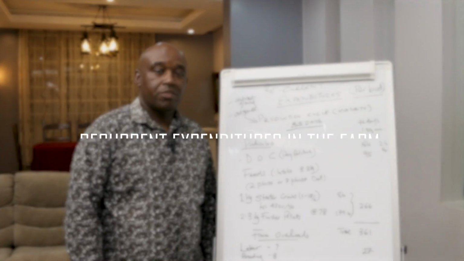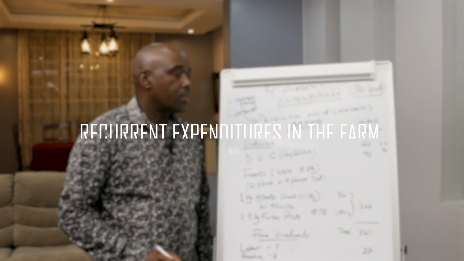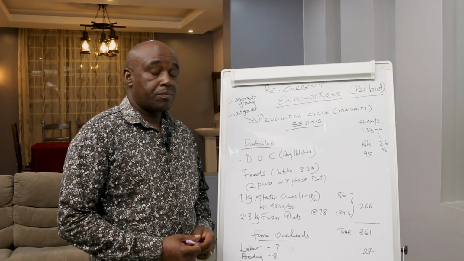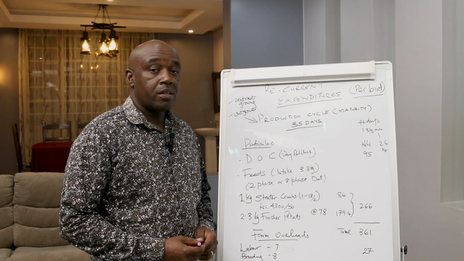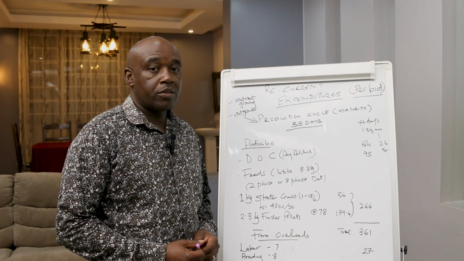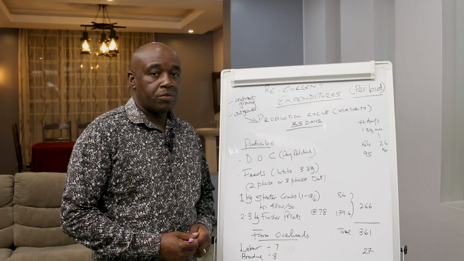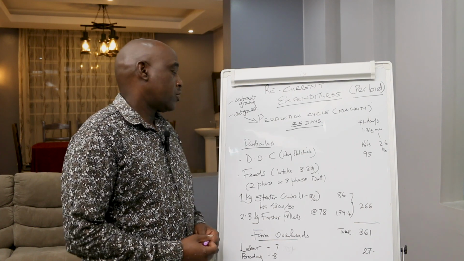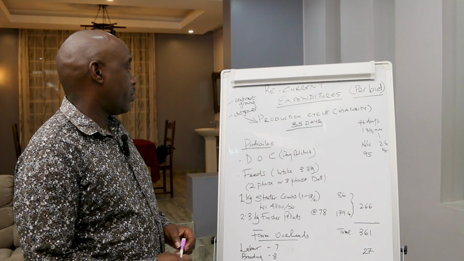We'll be speaking about recurrent expenditures in the farm and the cost of production per bird. That means the life cycle of the bird, what you need to invest from day 1 to day 35, and then we'll be talking about harvesting and sales in the market. So let's dive straight into it.